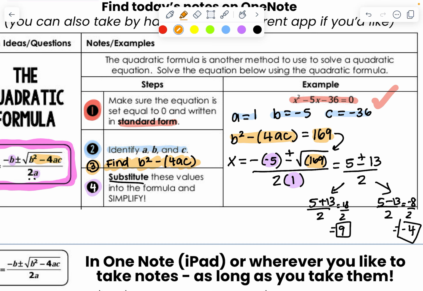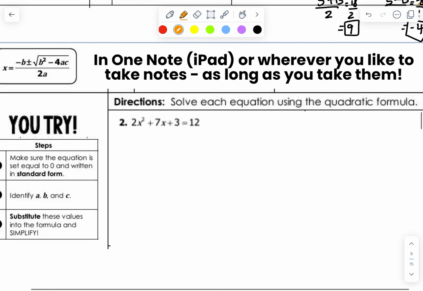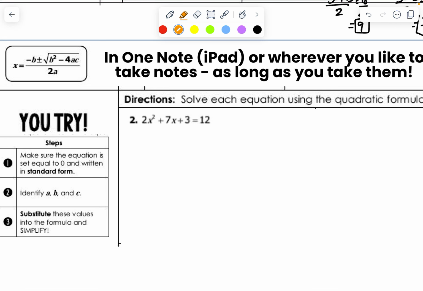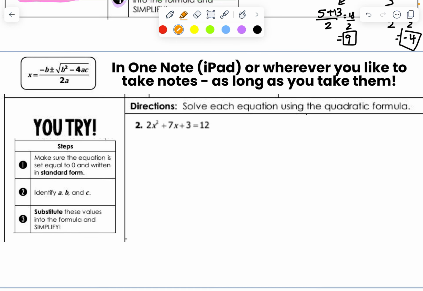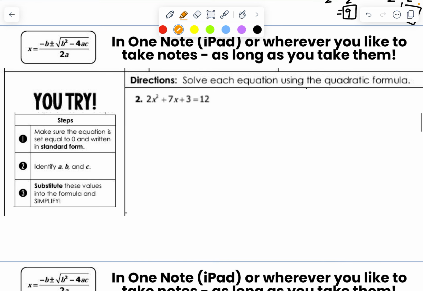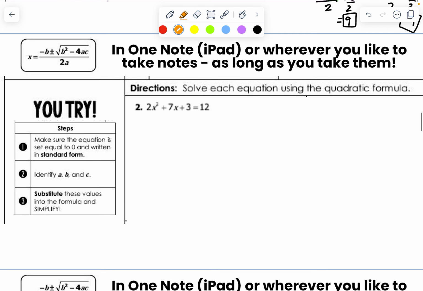So the next problem we're going to do is example number 2. Example number 2, okay? Now mine looks a little different than you because I wanted to make sure I had a lot of space to write my work.